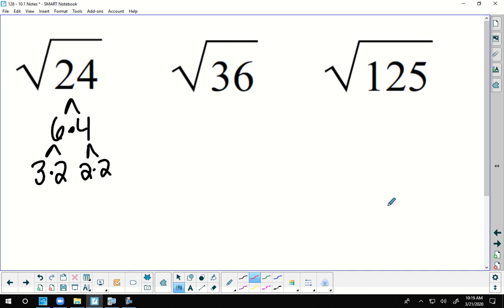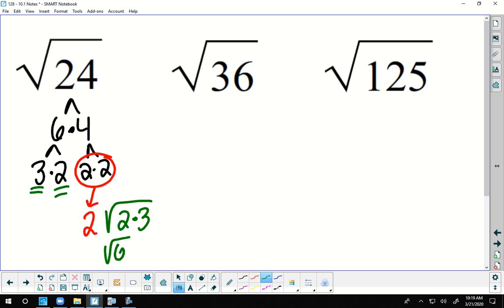So if you have a couple or a pair, they go out to dinner once, and then here's a single 2, and here's a single 3. So both the 3 and the 2 have to stay under the radical sign. And since they're both under the radical sign, we're going to multiply them to get 6. So this square root of 24 simplifies to 2 square root of 6.